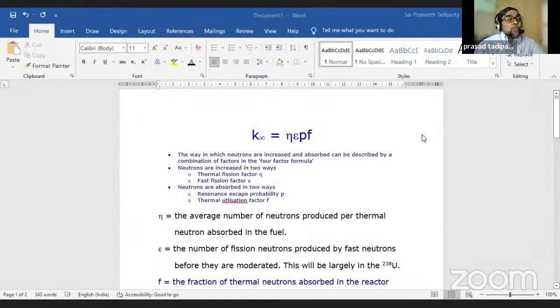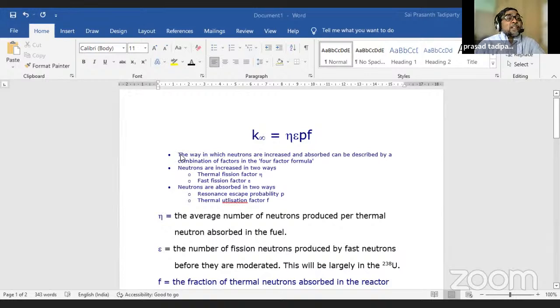Hello. Good afternoon to all of you. Today we will discuss the four-factor formula. That is, K infinity is equal to eta epsilon P F.